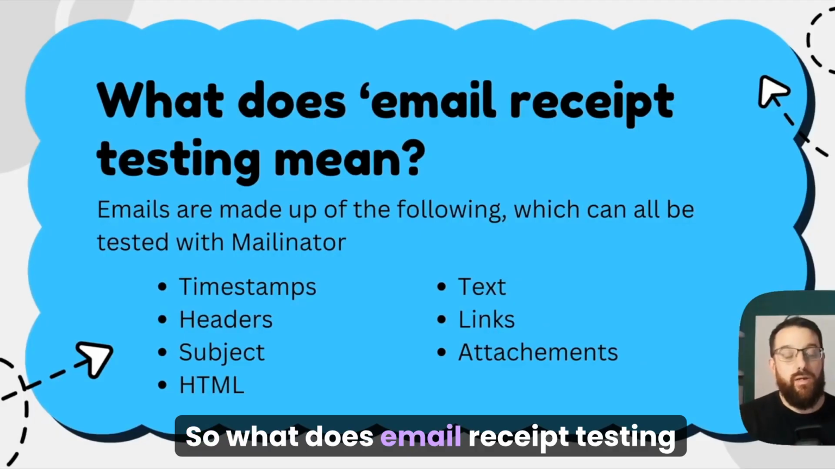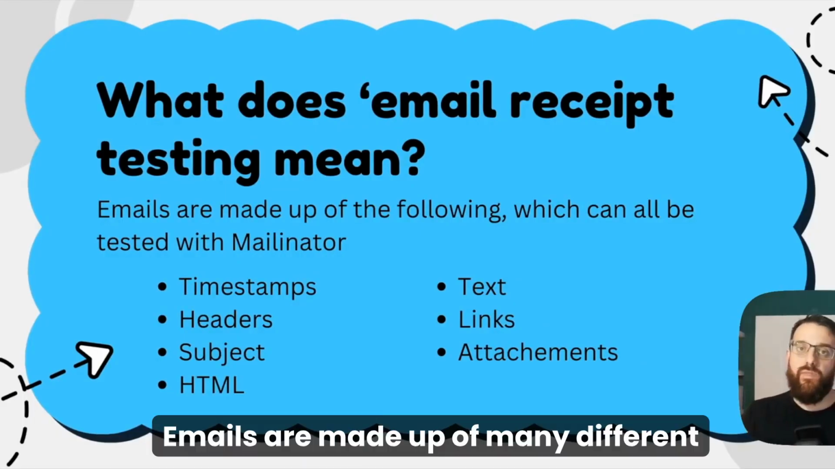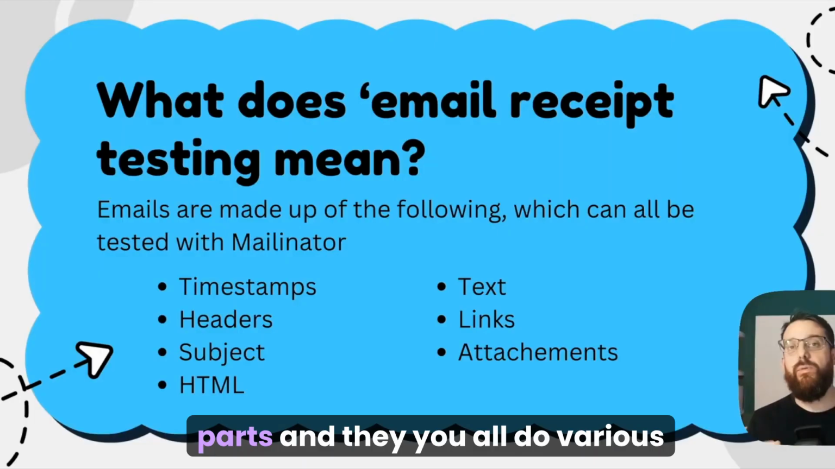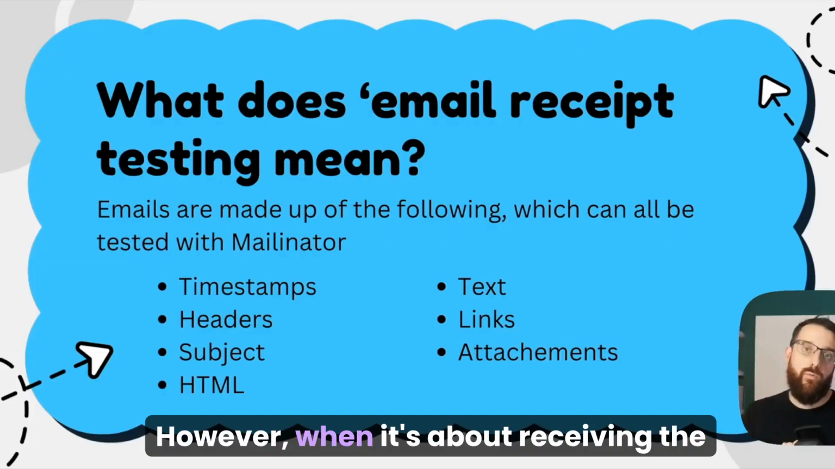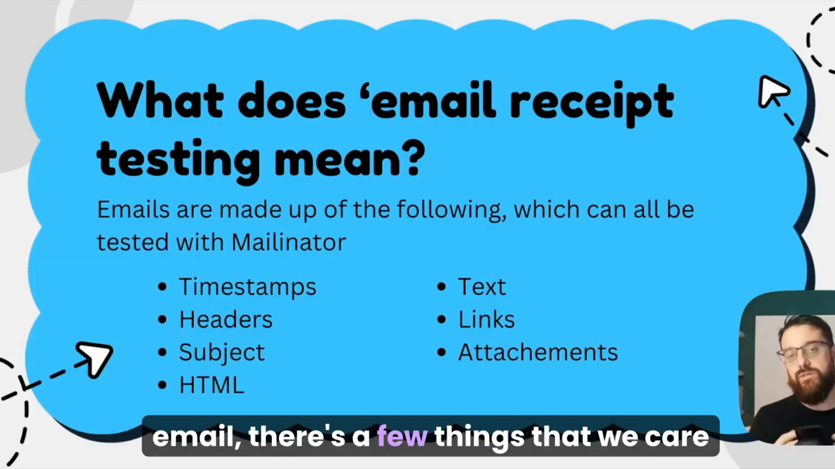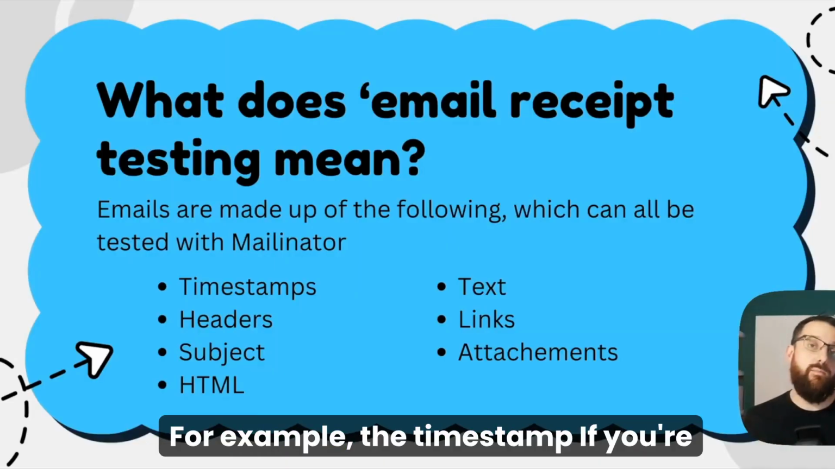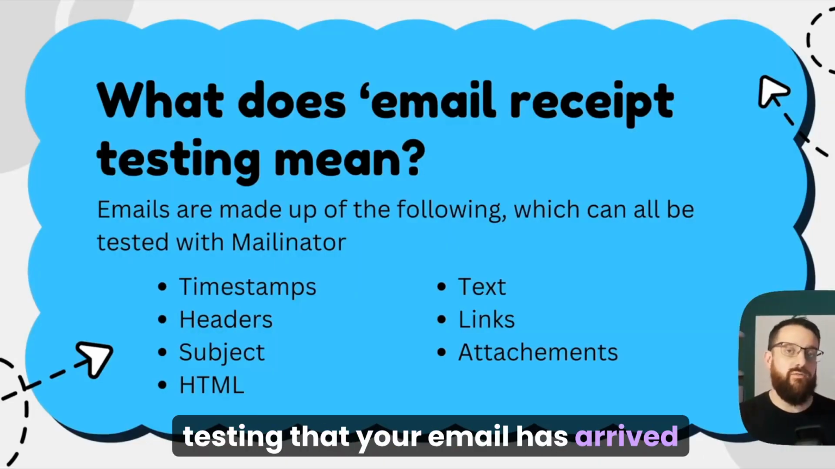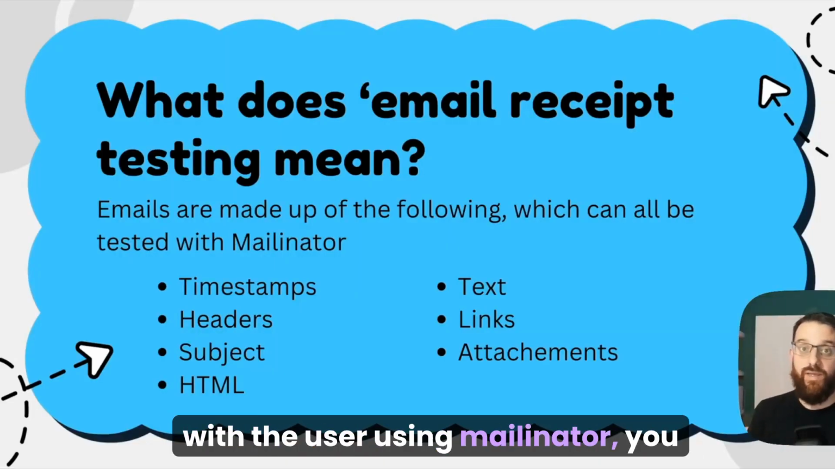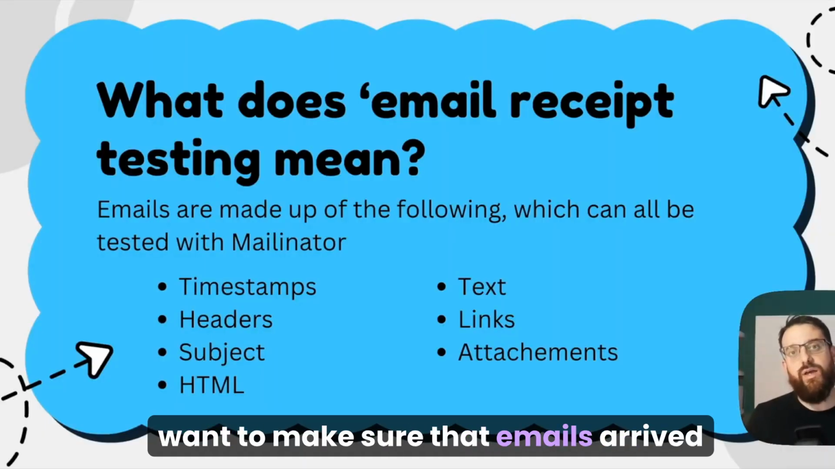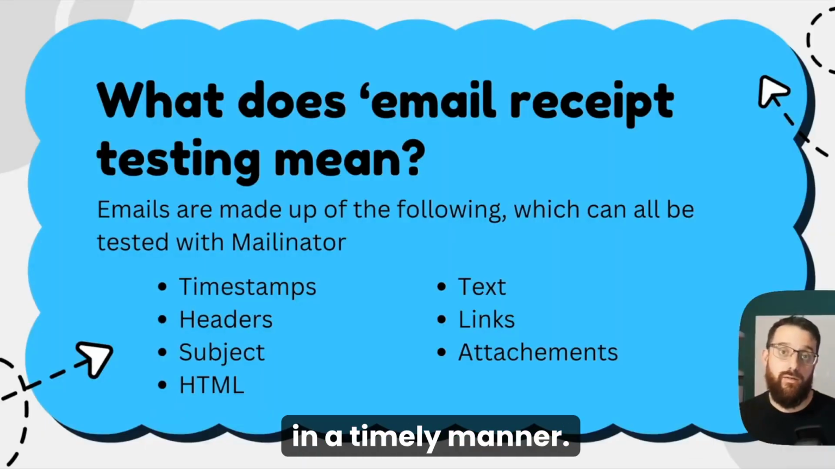So what does email receipt testing mean? Emails are made up of many different parts and they all do various different jobs. However, when it's about receiving the email, there's a few things that we care about more than others. For example, the timestamps. If you're testing that your email has arrived with the user using Mailinator, you want to make sure that email has arrived in a timely manner.